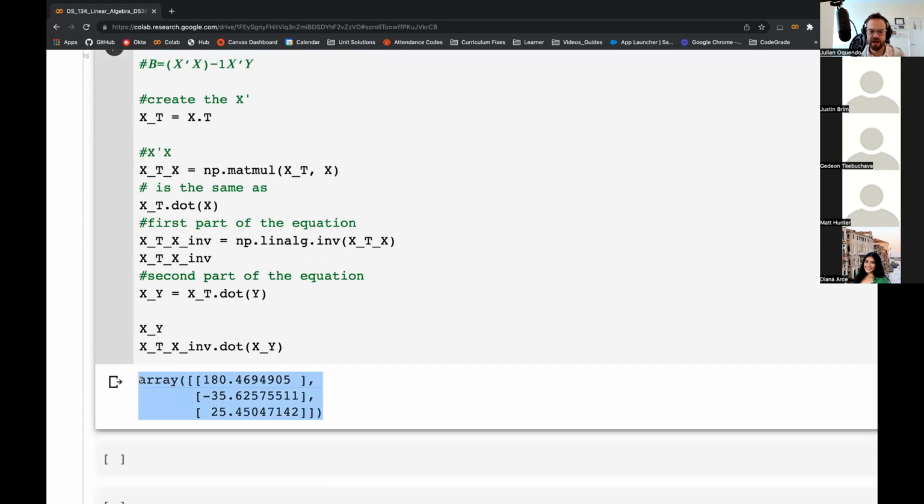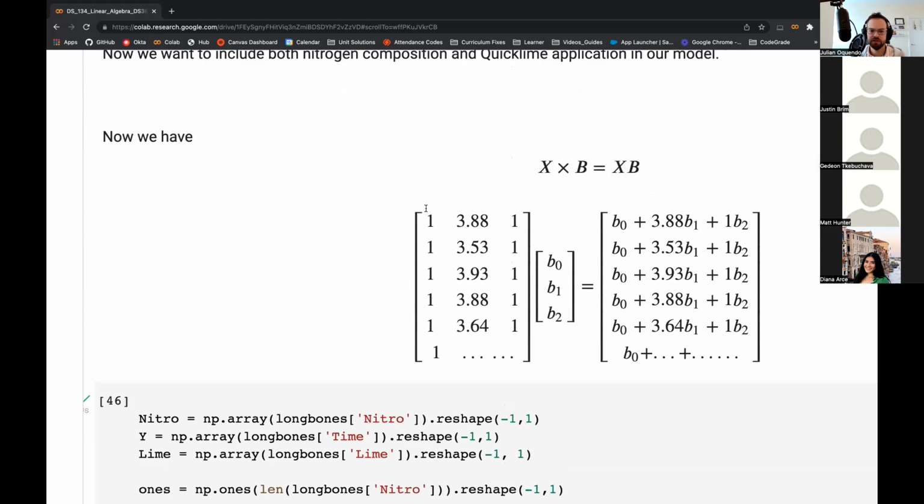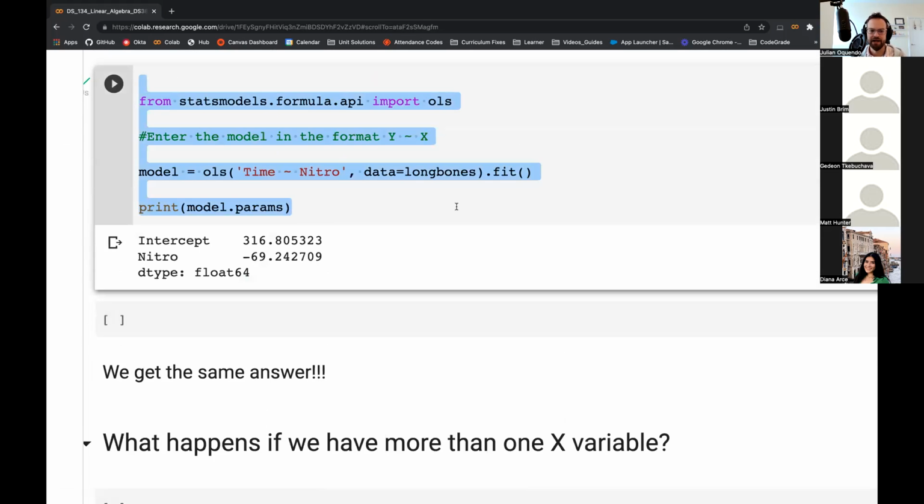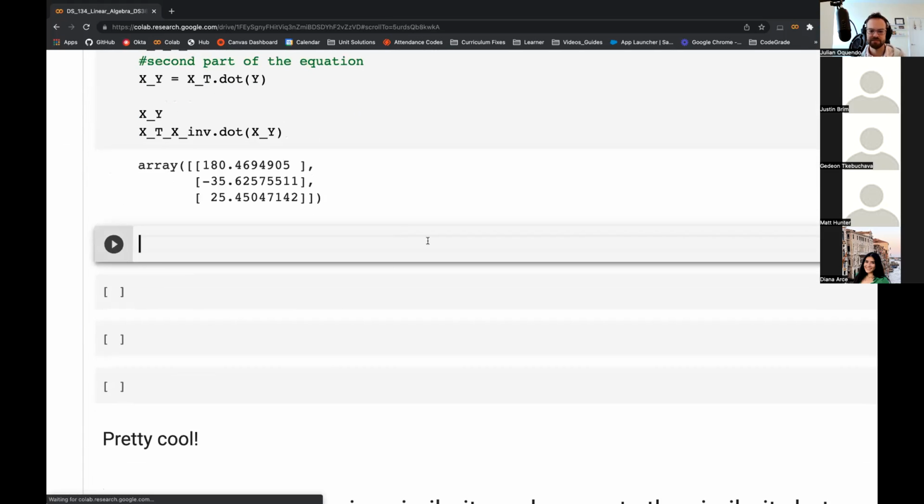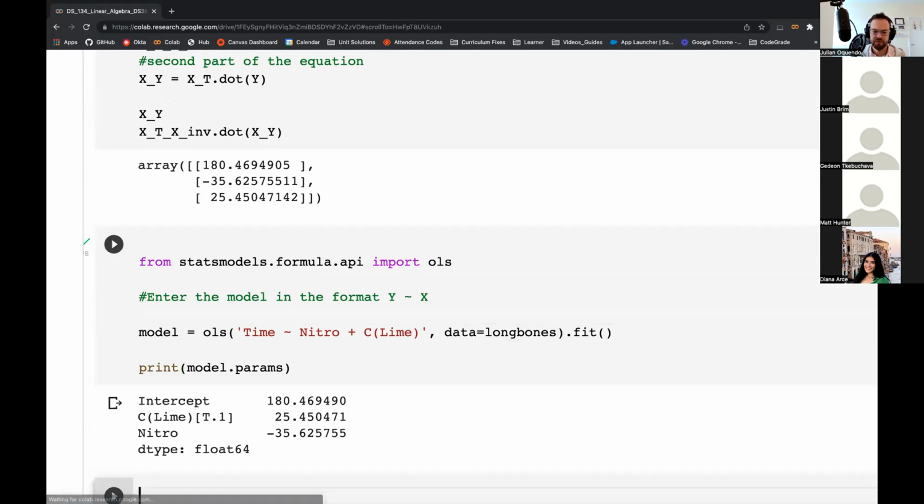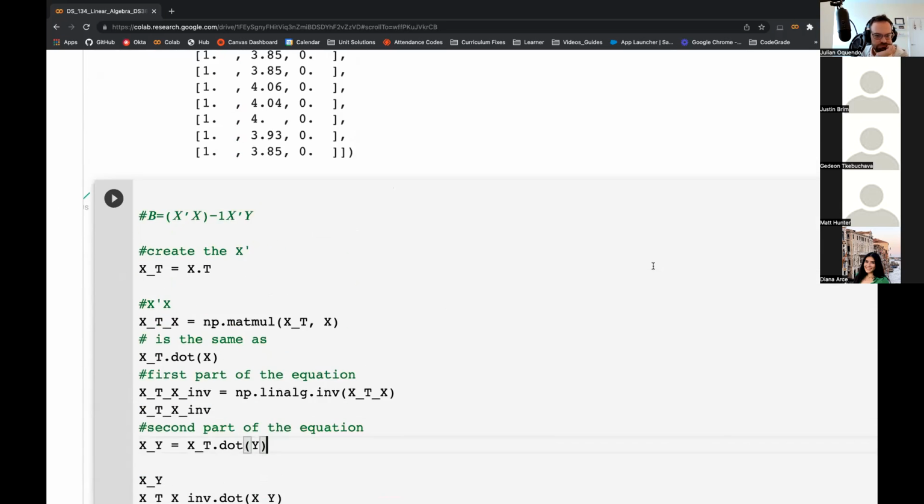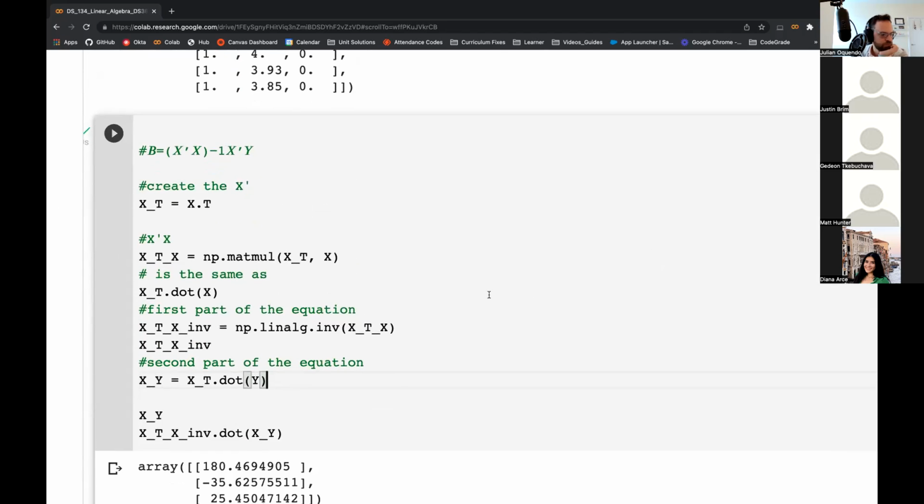And you return an array that calculates everything else so far. Or alternatively, you can use your model from statsmodels where you include nitrogen and your categorical value for quicklime, and it returns the exact same thing. Pretty straightforward, right?